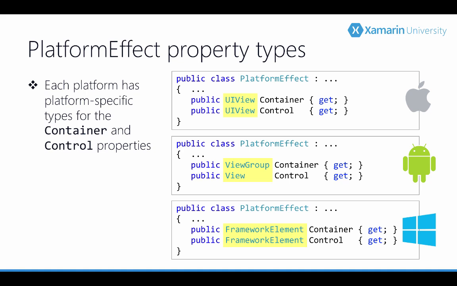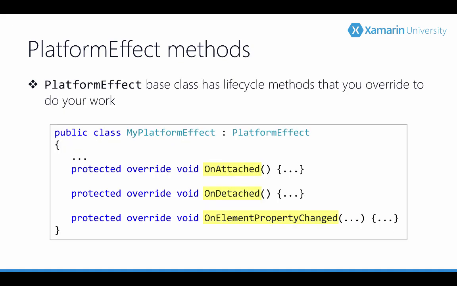Now what's interesting about this is that the Container and Control are both generic. In other words, effects are not directly tied to a specific element type or native control type. They are intended to be used on any element. Now you can write an effect that is specific to an element or control type, but it's up to you and up to your code to actually ensure that it's being applied to only that element and ignore it if not. The PlatformEffect class also includes 3 overridable methods.